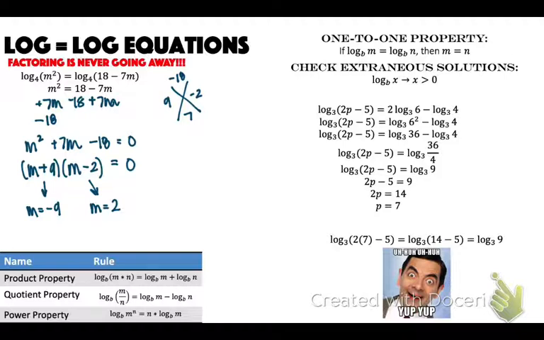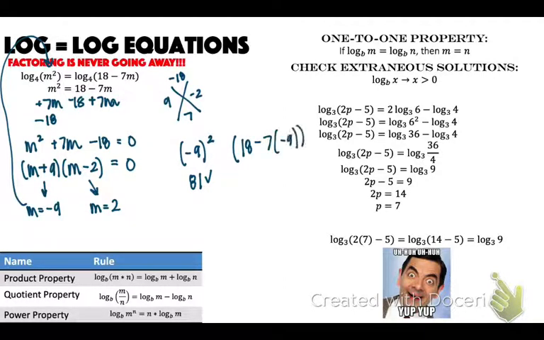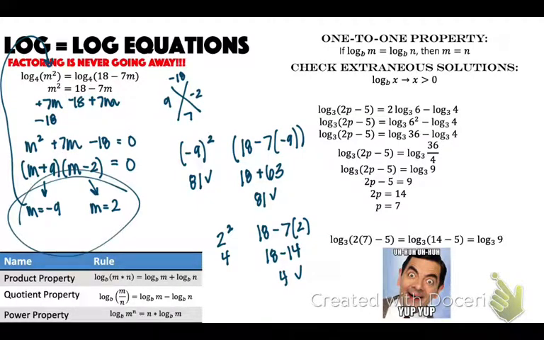Now let's check them, see if they work. So I'm going to plug this in up here. So negative 9 squared is 81. So that one works for that side. Let's plug it into the left. So 18 minus 7 times negative 9, which is 18 plus 63, which is 81. So that works. Let's plug in the 2. So 2 squared is 4. That one works. 18 minus 7 times 2 is 18 minus 14, which is 4, so that also works. Okay, they won't always work, so just something to keep in mind.